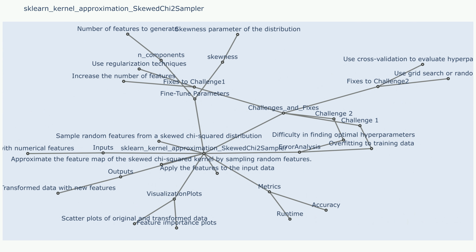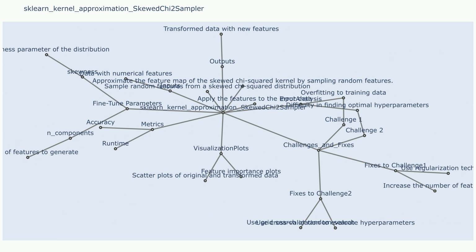Visualization plots: Scatter plot. This visualizes the transformed data points in a 2D or 3D space, which allows for visual inspection of the data distribution and the effectiveness of the approximation.